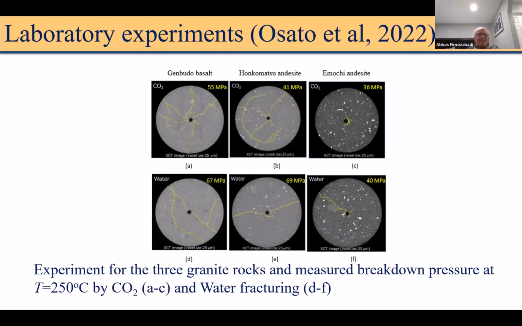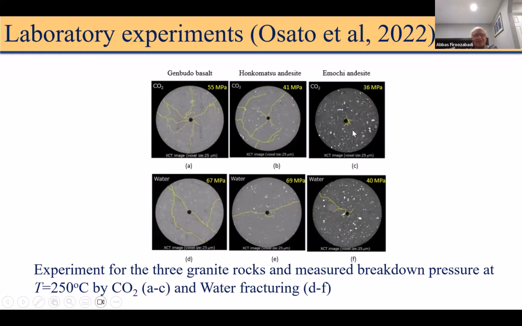This is actually a key slide, just from the observation of what is happening. We inject CO2, all of them at 250 degrees. These are the types of fractures we get, and the pressures we get. If it is 55 megapascal here, this one is 41, with this type of fractures. In this case, because the porosity is very high, the test was stopped too early, but we do get a lot of fractures here.